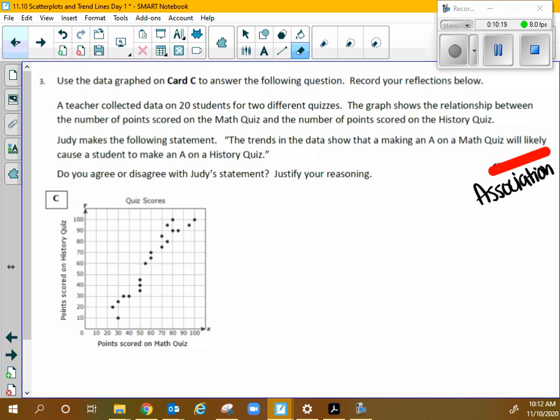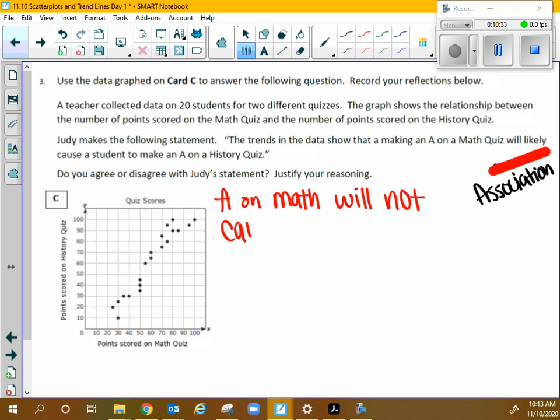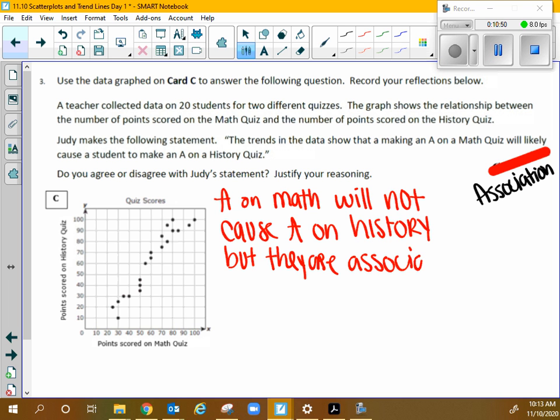So an A on math will not cause an A on history, but they are associated. And we're going to get into a whole lot more of what's associated and what's cause and effect next week. But that word cause is what makes that false. One does not cause the other. They are associated. There are other factors that could go into this.